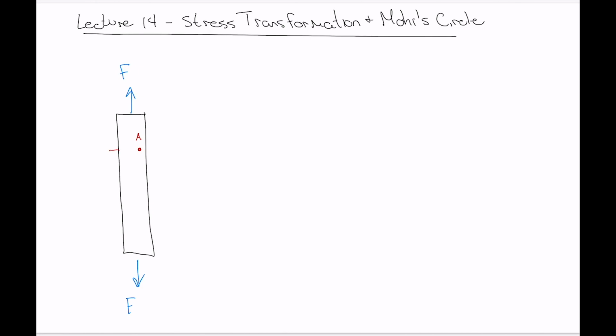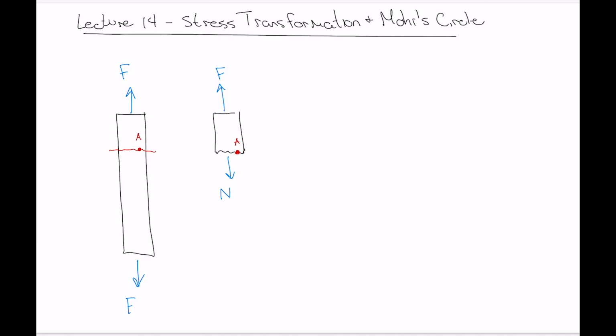You take a section cut through the object like this, draw the free body diagram. Here we go, and you've got a force here. You know that you have an internal normal force that equals F there. Point A is right here, and you can see that we've got only a normal stress at point A.